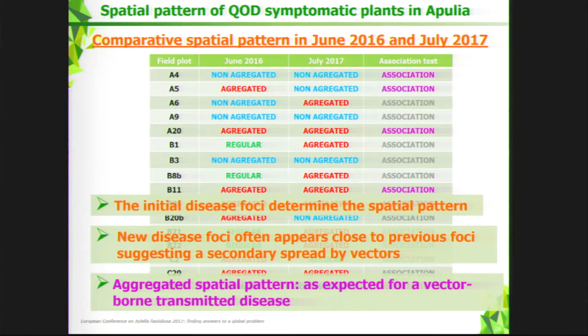The initial disease foci determine the spatial pattern in most of the plots. As I said before, the new disease foci often appear close to the previous foci, suggesting this secondary spread. And aggregated spatial pattern is mostly dominant, as is expected for a vector-borne transmitted disease.